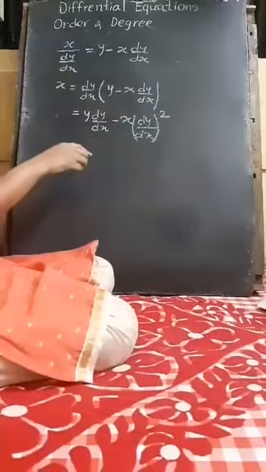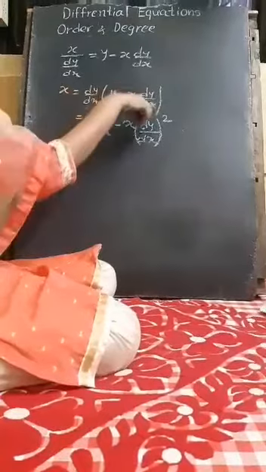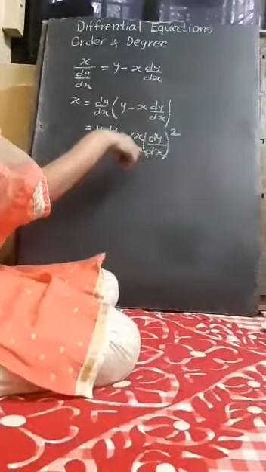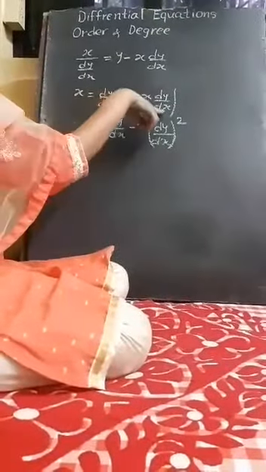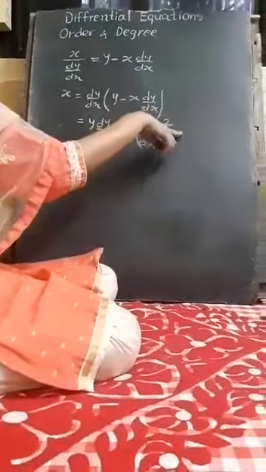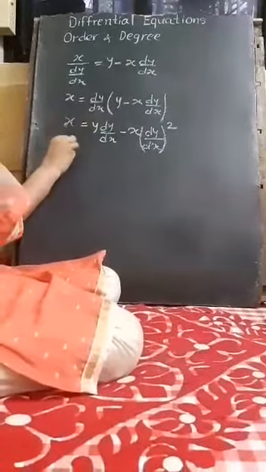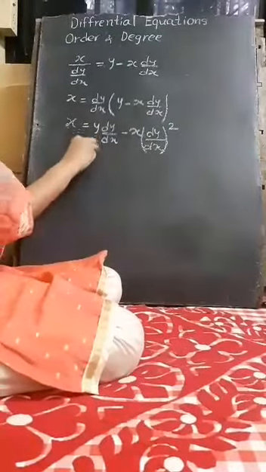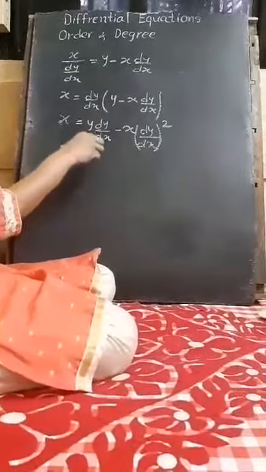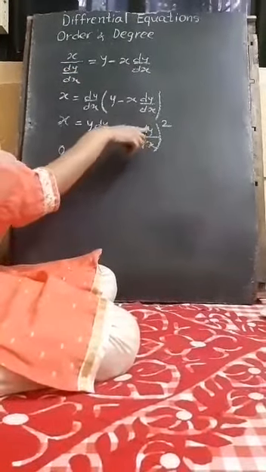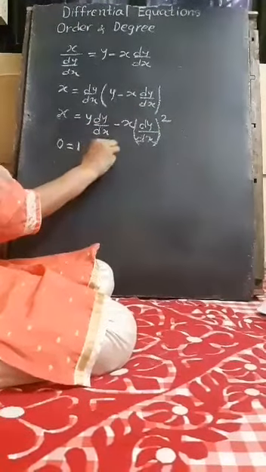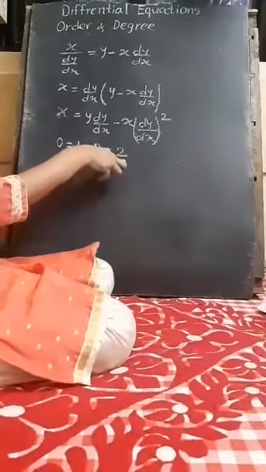Many of the students, what they do is take dy by dx into dy by dx and they may say d square y by dx square, but that is not right. So dy by dx into dy by dx will be dy by dx whole square. So what is the order of this differential equation? Initially only we saw the order is 1. And now what is the degree? Degree is 2. So the degree of the differential equation is 2.